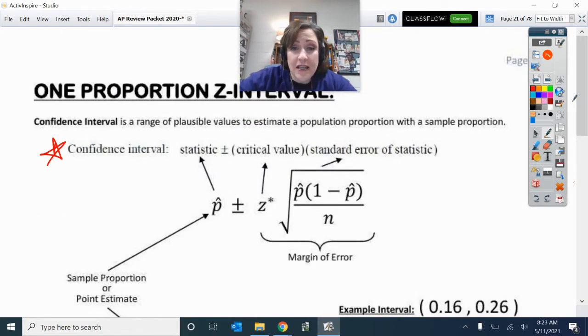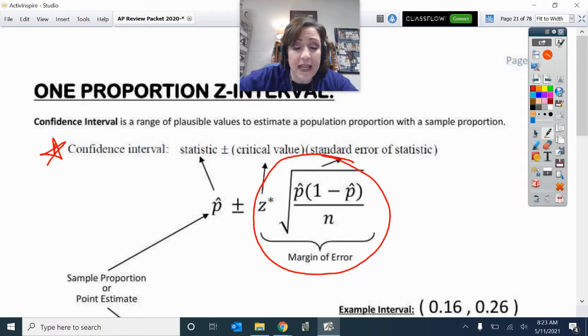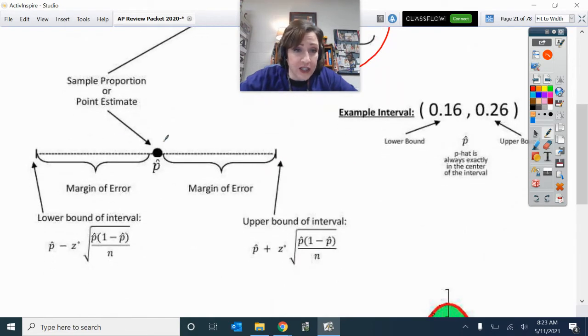Remember that this part past the plus and minus is the margin of error, because you have your statistic, which is right there in the middle of an interval here. Then you have your margin of error up to the upper bound and your margin of error down to the lower bound. If you are given an interval, then of course you know that that statistic is right in the middle of that interval.